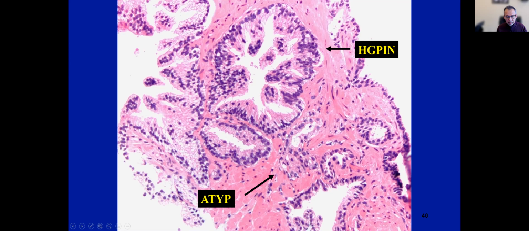In this particular example, you have high-grade PIN, and adjacent to high-grade PIN, you have this proliferation of small atypical glands. So these small atypical glands may represent a microfocus of invasive cancer, but because you are dealing with glands so close to high-grade PIN, you cannot exclude tangential sectioning or outpouching of these high-grade PIN glands, and this would be referred to as what we call high-grade PIN with adjacent atypical glands, or PIN-atyp, a relatively common scenario that you may face when you come to a service.